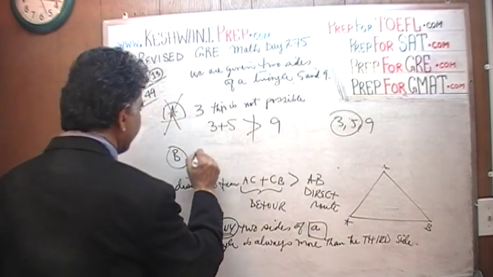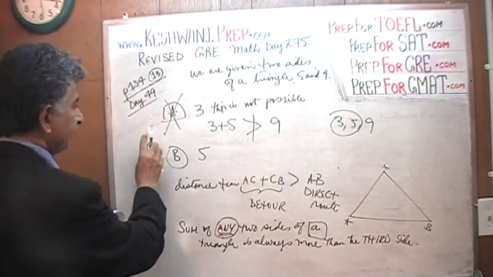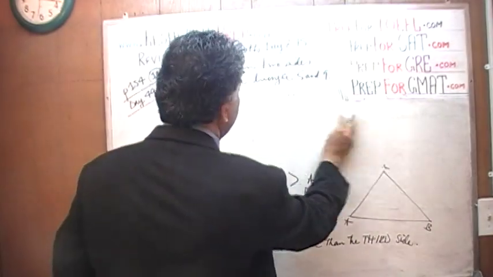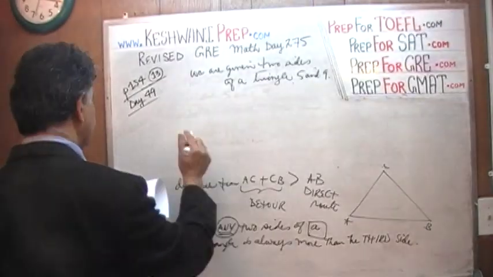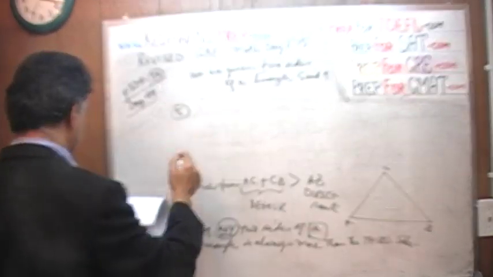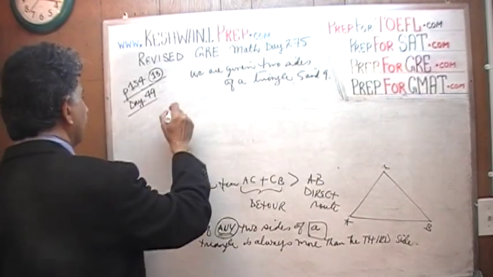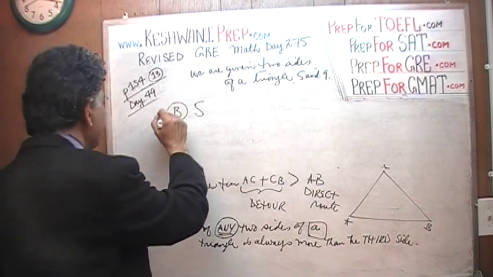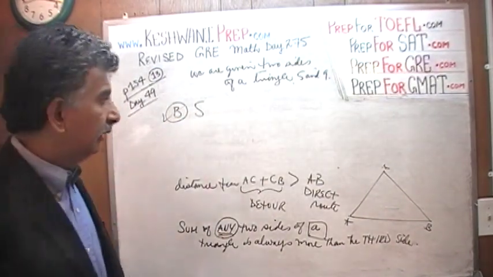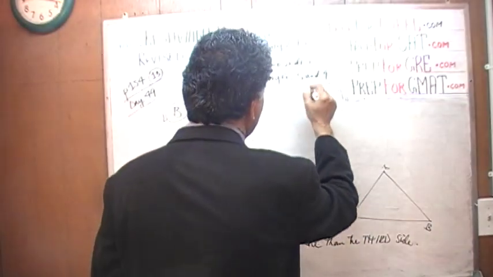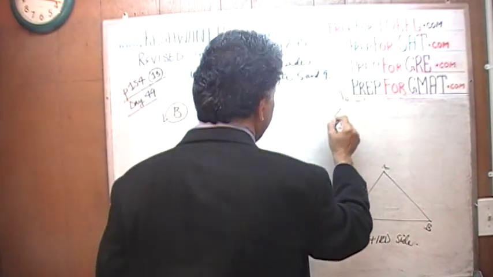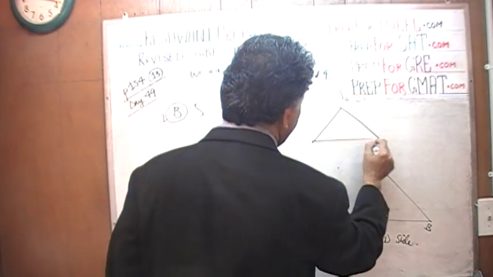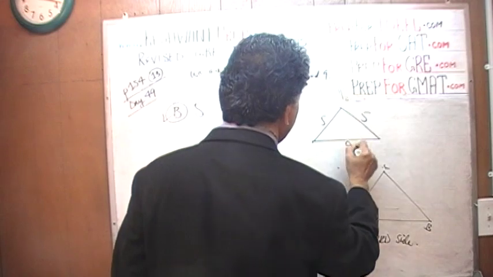B says 5. Is 5 possible? I'm going to erase this part here so we can do the B on the top. Is 5 possible? The answer is yes, this is possible. This is quite possible, because the triangle that you will get is an isosceles triangle. You will have 5, 5 and 9 like this.